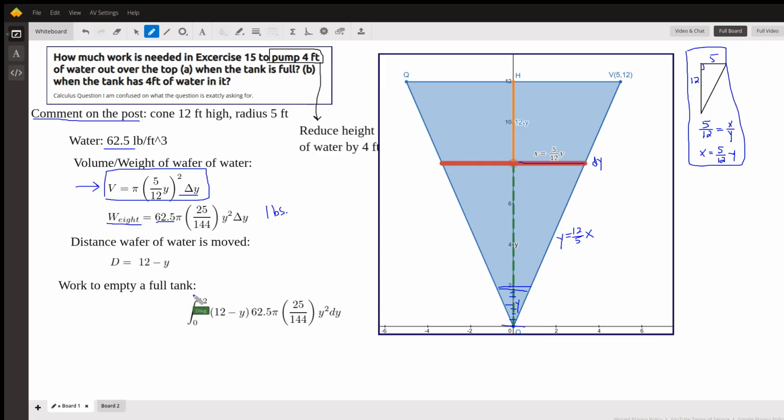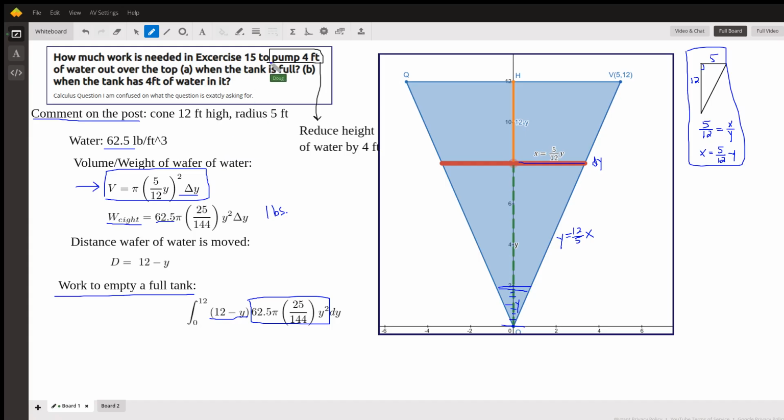So the work to empty the entire tank would be, well, these wafers occur from y equals 0 to y equals 12. And the distance each wafer is moved is 12 minus y. And work is weight times distance. So there's your definite integral to move all of the water out.